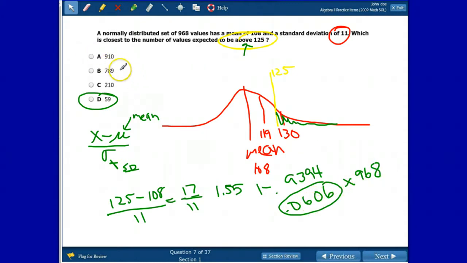Even if you were to guess, I would hope you would knock out A and B, because see this tiny little bit? It's only a little bit. This is saying I have 910 values in that little area, which doesn't make any sense. So even 789, I wouldn't guess that. Now I'd be down to these two, but still, since this is a small little sliver, I would still guess 59 if I had to. So let me just go on to the next one.